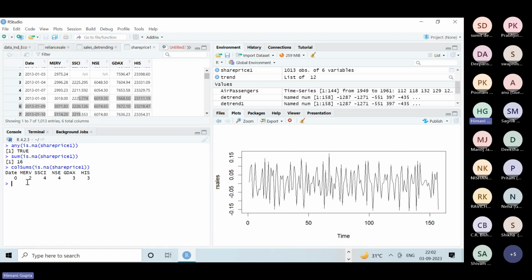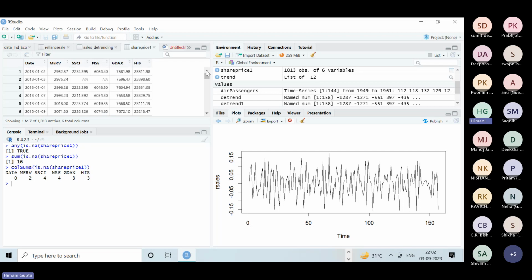Now see, it will give you the date. In date, there is no empty cell. But in MERV, there are 2 empty cells. In SSCI, 4 empty cells are there. In NSC, 4, GDAX, 3, and HIS, 3 empty cells are there. You can observe it over here. You can count it because I have given you a small number of observations. It's only 1000 observations. You can see that there will be the same number of empty cells.